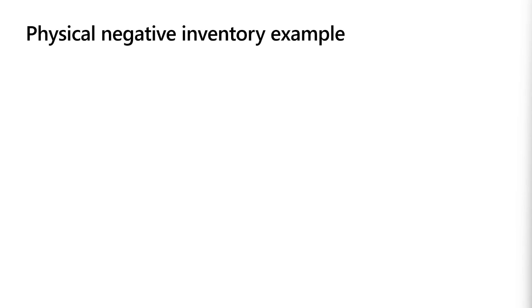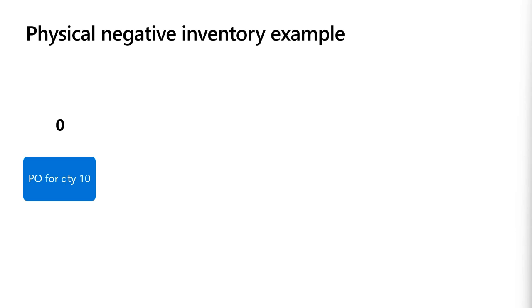So let's look at an example of negative physical inventory next. Let's assume the negative physical inventory option is set to no on both the item model group and the warehouse. The storage dimension group is configured to have the site dimension active and the physical inventory checkbox is selected. Then you create a PO for a quantity of 10.